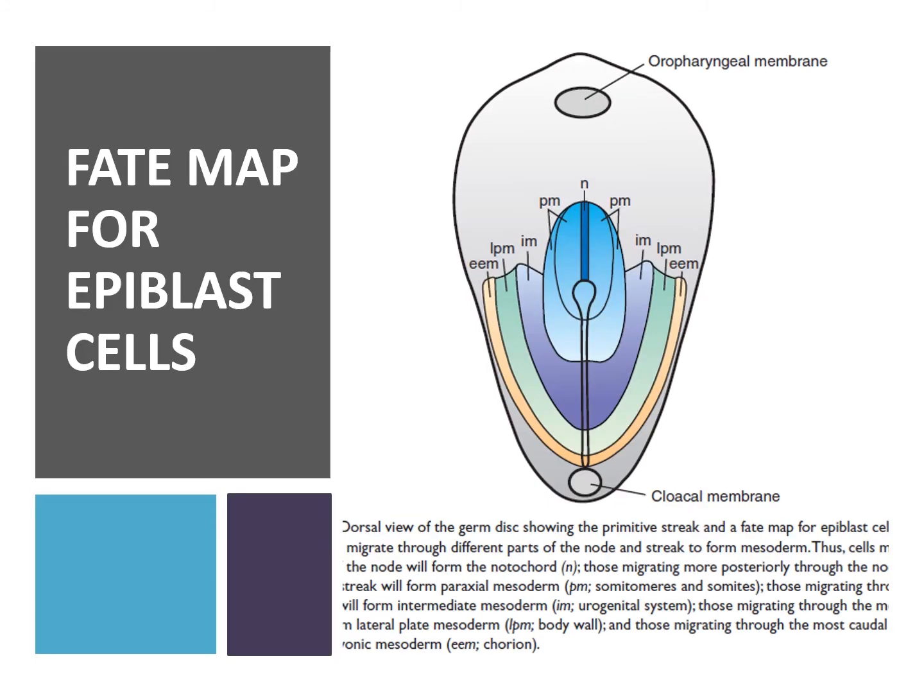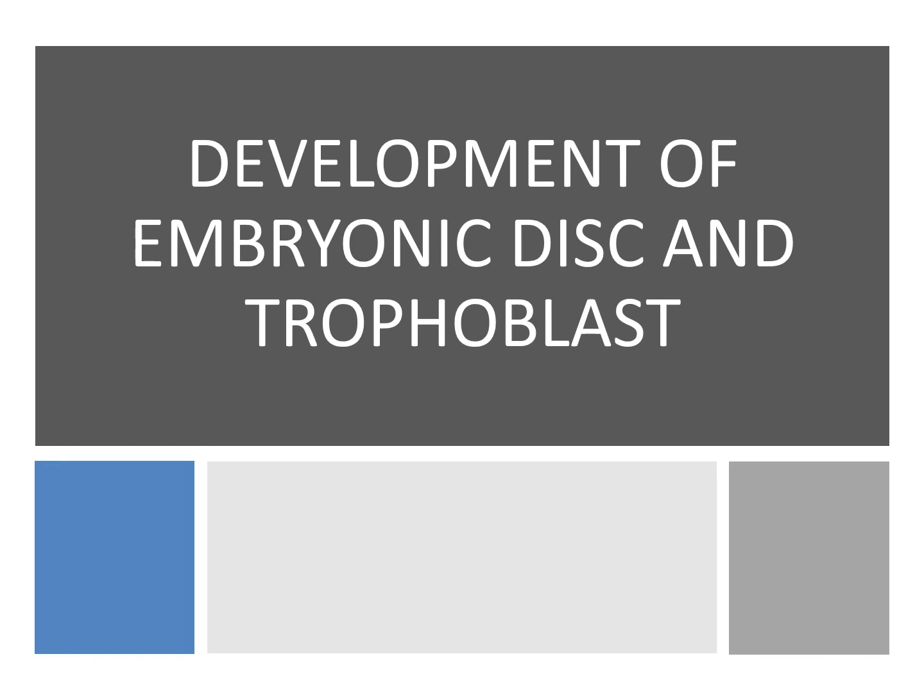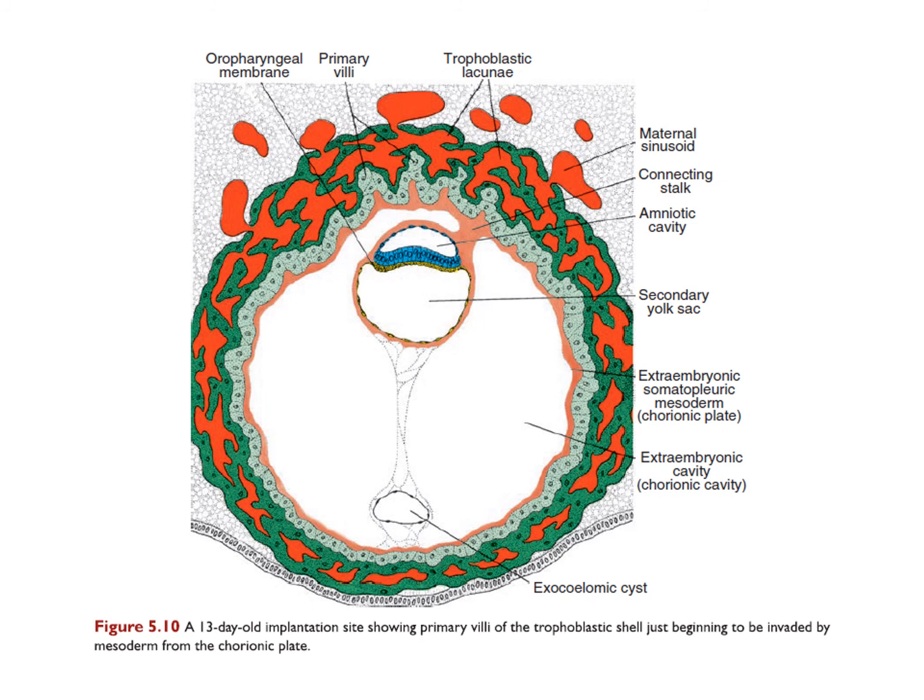The fate of the cells is also established during gastrulation. So this figure shows the dorsal view of the germ disc showing the primitive streak and also the fate map for the epiblastic cells. Development of the embryonic disc and the trophoblast. This is somewhere by the end of the second week of development, a 13-day-old embryo, showing the primary villi of the trophoblastic cells.